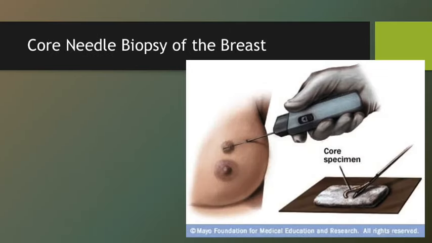Core needle of the breast, where they'll put a needle in, and the diameter on the inside is rather large. It's usually larger than a 16 gauge needle, and they'll put that in there, and it'll rotate, and then they'll pull it out. They'll rotate it to cut the tissue at the bottom and then pull out the tissue, and that's called a core sample. And they're usually going into an area that's identified by ultrasound again.